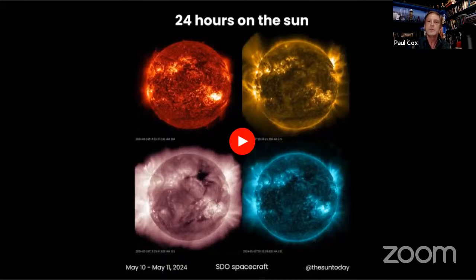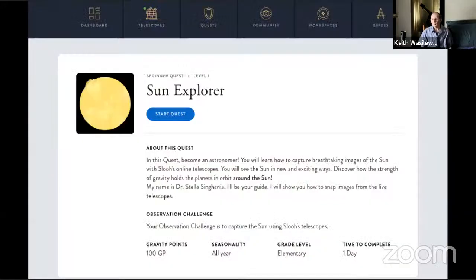But if students and members want to learn more about the sun, we've got some Quest learning activities that they can take a look at, haven't we, Keith? Yes, we do. We have 4 very popular quests. So if you're brand new to the sun and have never read about the sun or studied the sun or understand anything about the sun, Sun Explorer is a good place to start. It's kind of like a pre-beginner quest.